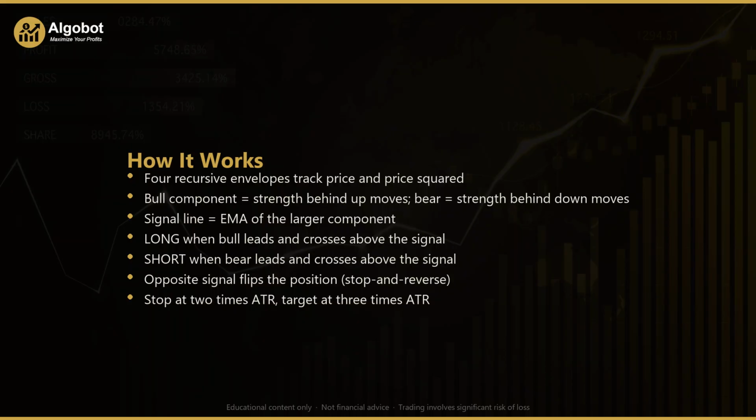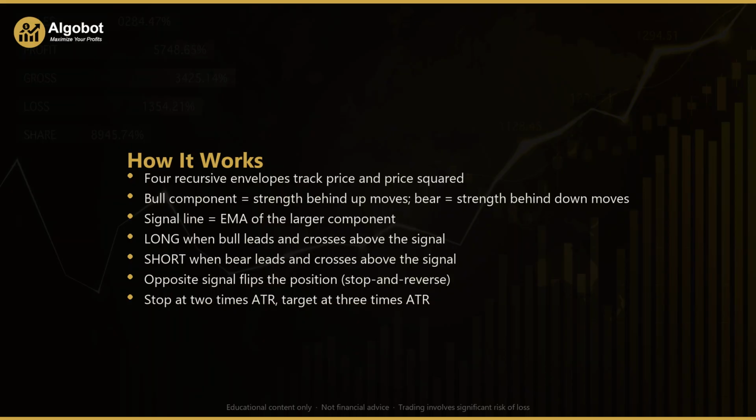The short signal is the mirror image. The bear component must be greater than the bull component, and the bear component must cross above the signal line from below. That marks a fresh expansion of downside conviction and is the short entry condition. The strategy holds only one position at a time and operates as a stop-and-reverse system. If a long signal appears while a short is open, it closes the short first and then opens the long. If a short signal appears while a long is open, it closes the long and opens the short. So the opposite signal both exits the current trade and starts a new one in the other direction.